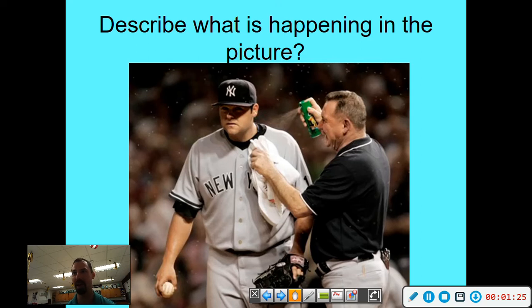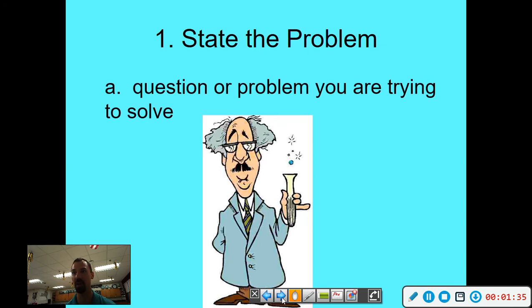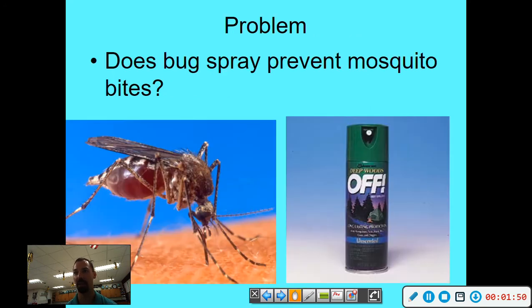But either way, they're using the scientific method. So let's apply that to this. All right, so first step is always to state a problem. So state the problem. In this case, the best way to do so is asking a question. So a question or a problem you're trying to solve, but writing a question does it right away. All right, it states the problem. So does bug spray prevent mosquito bites? That would be my question for that experiment.